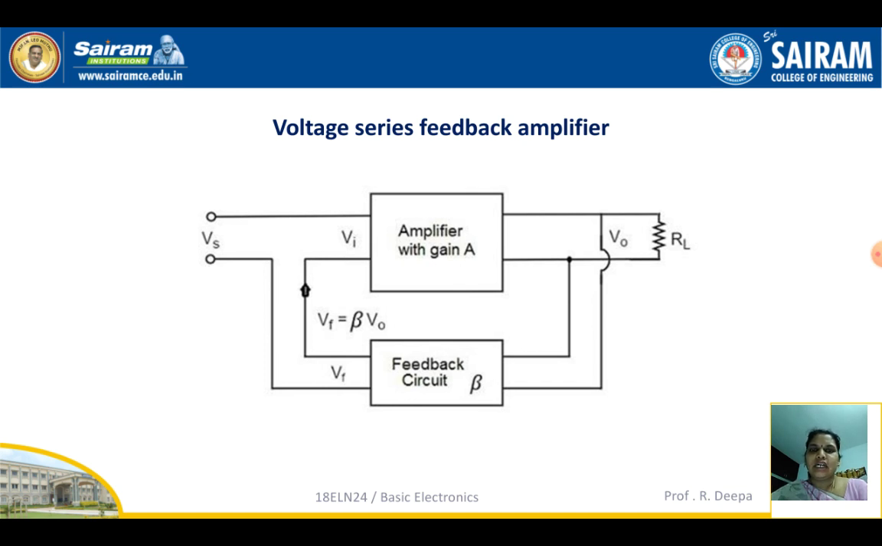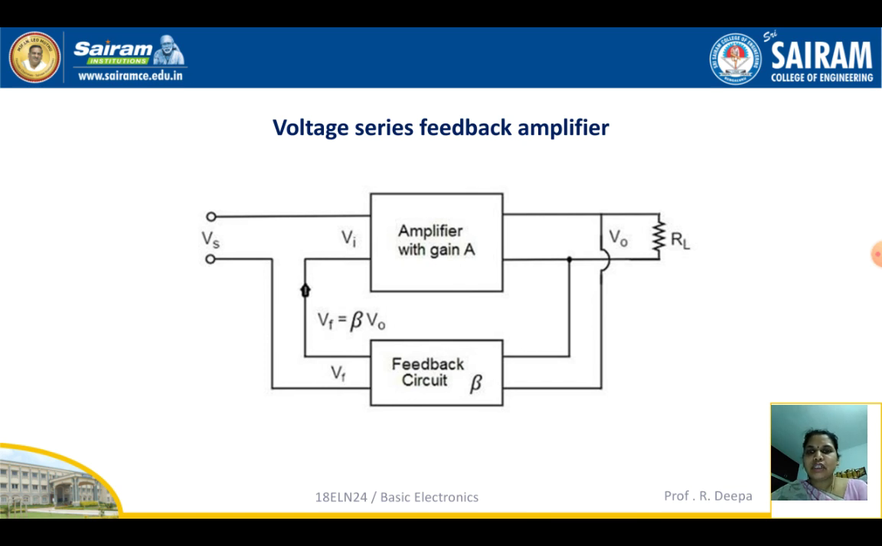Under that, we have learned the types of feedback amplifiers as voltage series feedback amplifier, voltage shunt feedback amplifier, current series feedback amplifier, and current shunt feedback amplifier. As I told, in our syllabus it is given to study the voltage series feedback amplifier. So the block diagram shown here is the voltage series feedback amplifier block diagram.